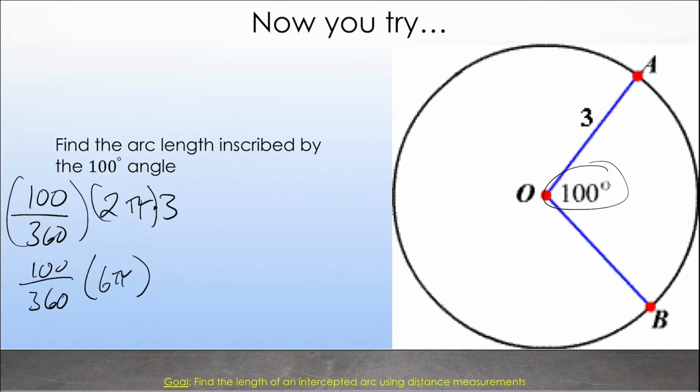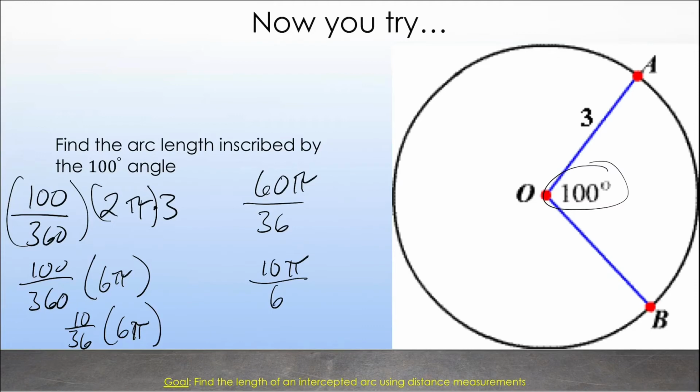Okay, I get 10 over 36 times 6 pi, which gives me 60 pi over 36. We can divide both of those by 6, so I get 10 pi over 6. Now we're just simplifying this by 2: 5 pi thirds units.